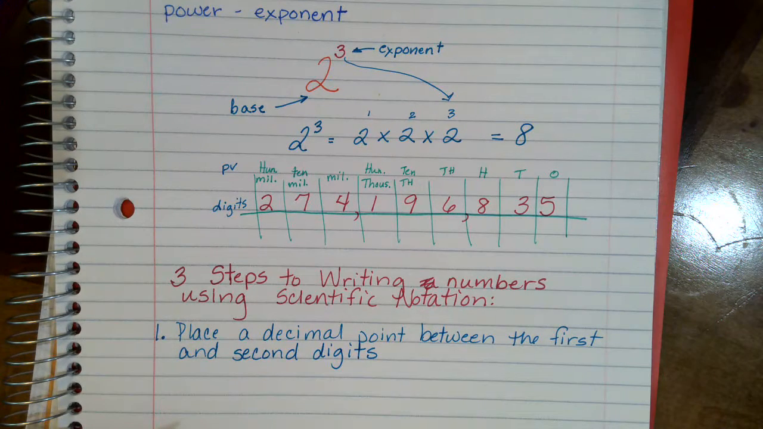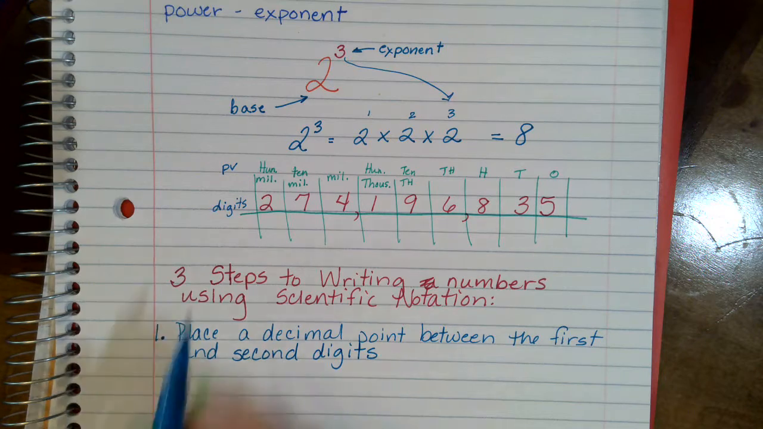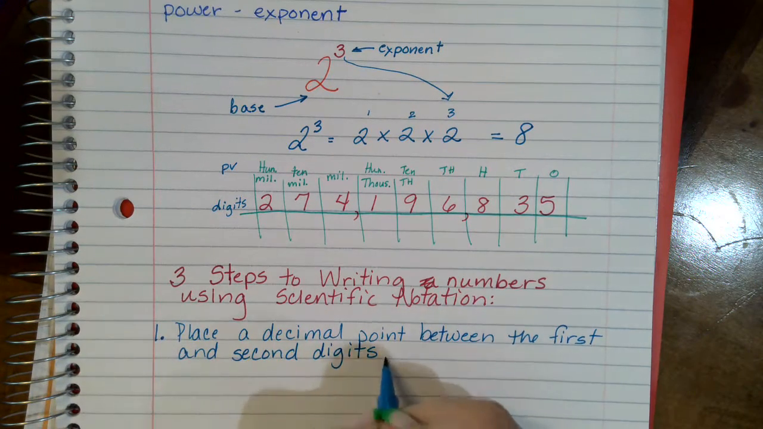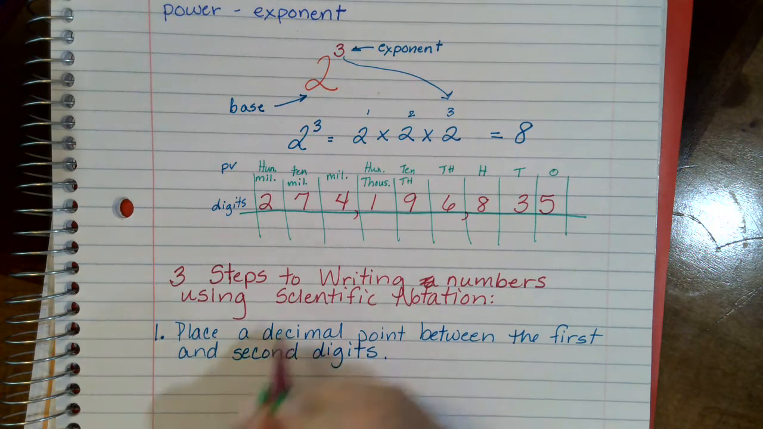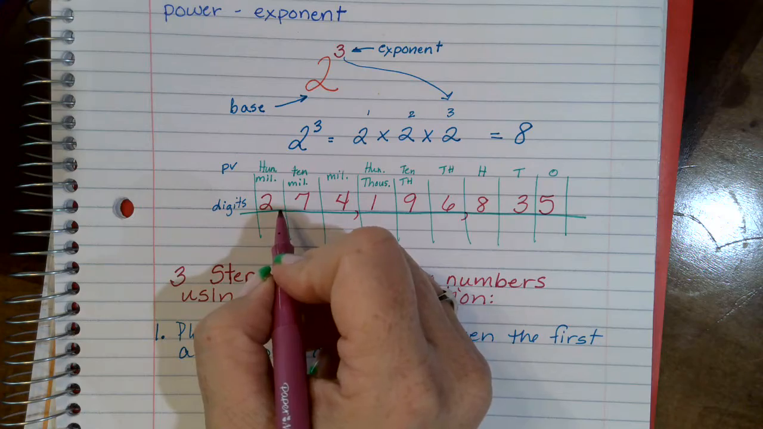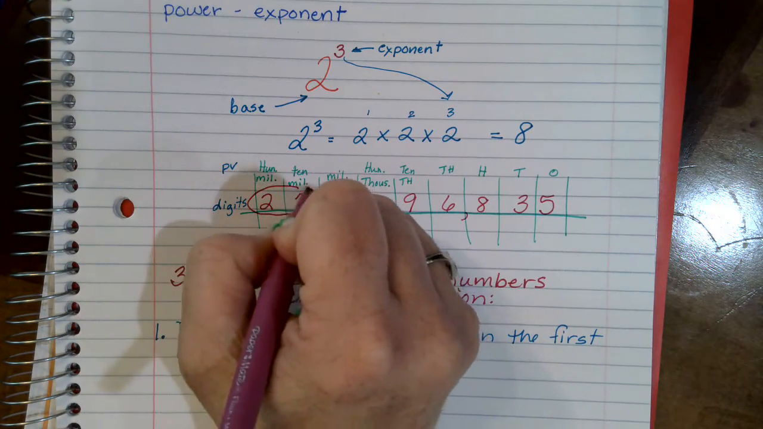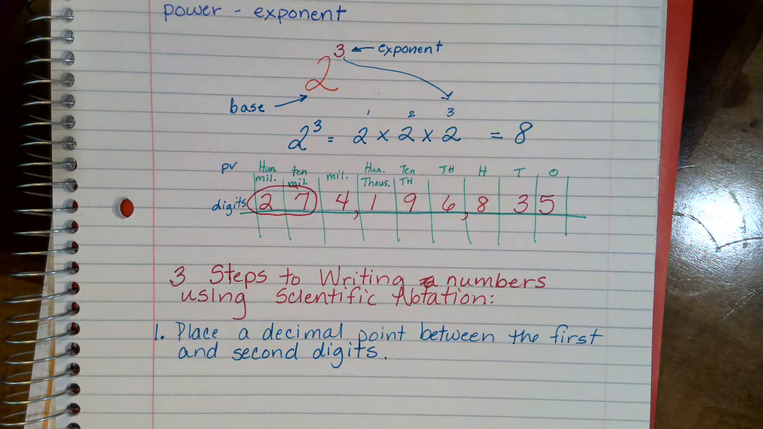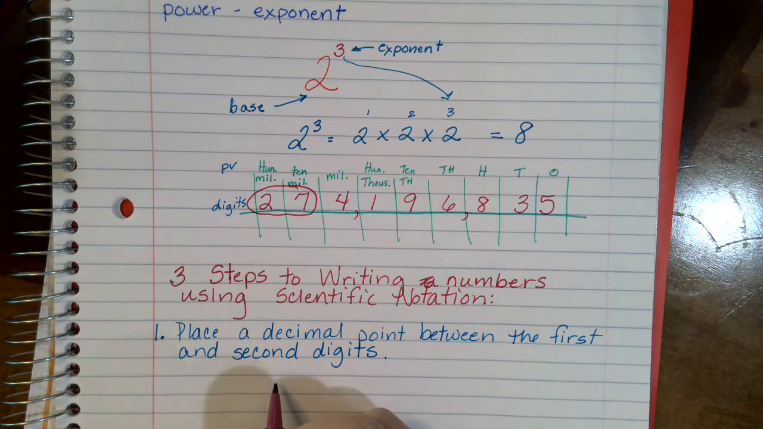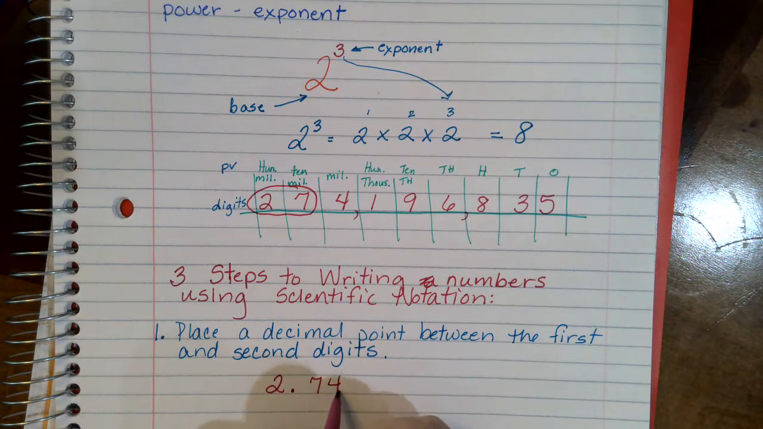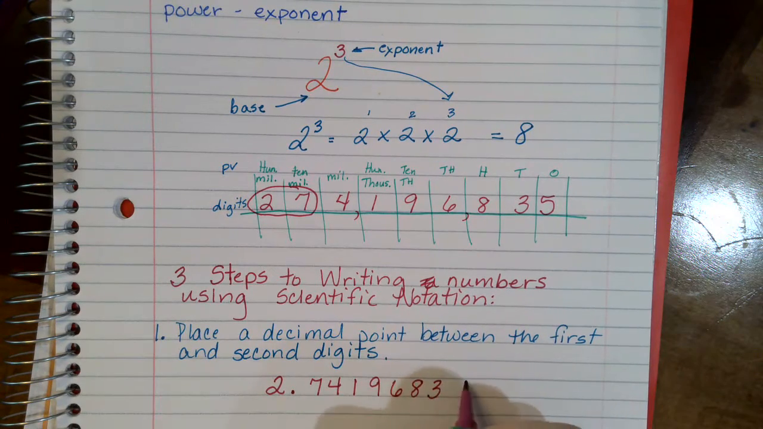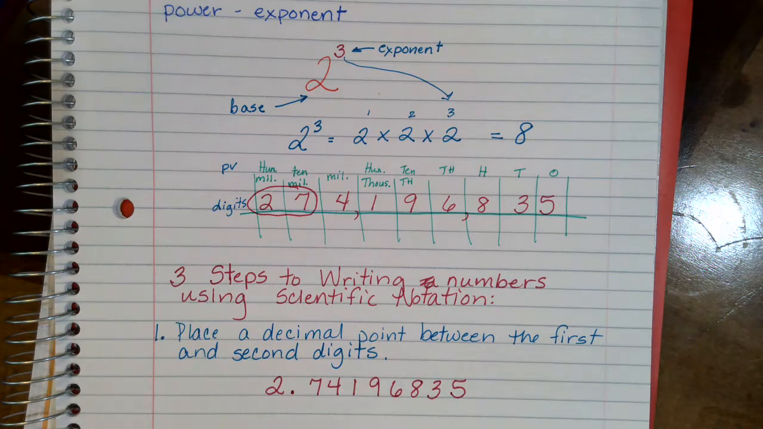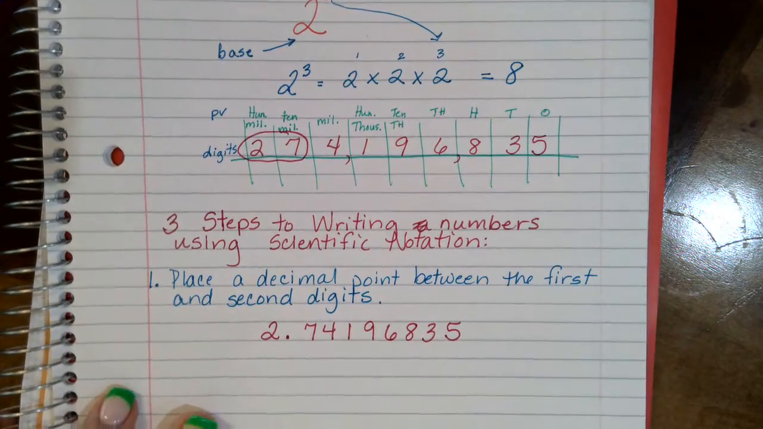All right. So let's look at it this way. Here's our example. Okay, for step 1, our first and second digits are these two numbers right here. Those are also in the largest place value, so we're going to put a decimal point between the first and second digits. 2.74196835. Whew, that's still a lot, right?